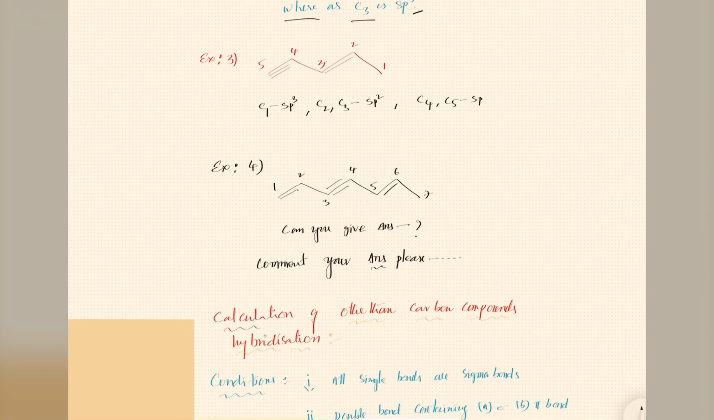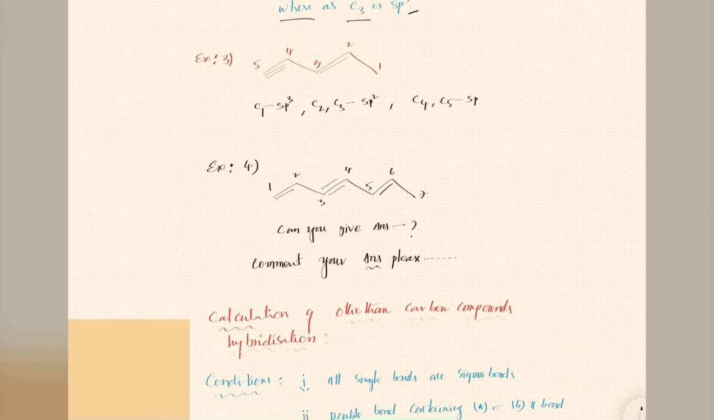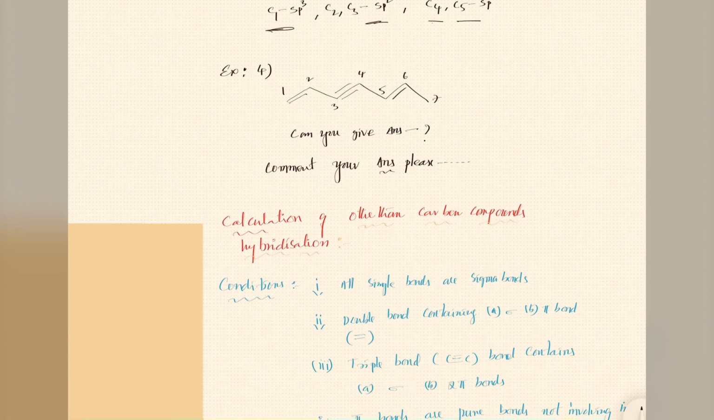Clear? Next, example 3. Here a triple bond is given, a double bond is given, a single bond is also given. So C1 is sp3, C2 and C3 are sp2 because of the double bond, C4 and C5 are sp because of the triple bond. Clear? That is the way.